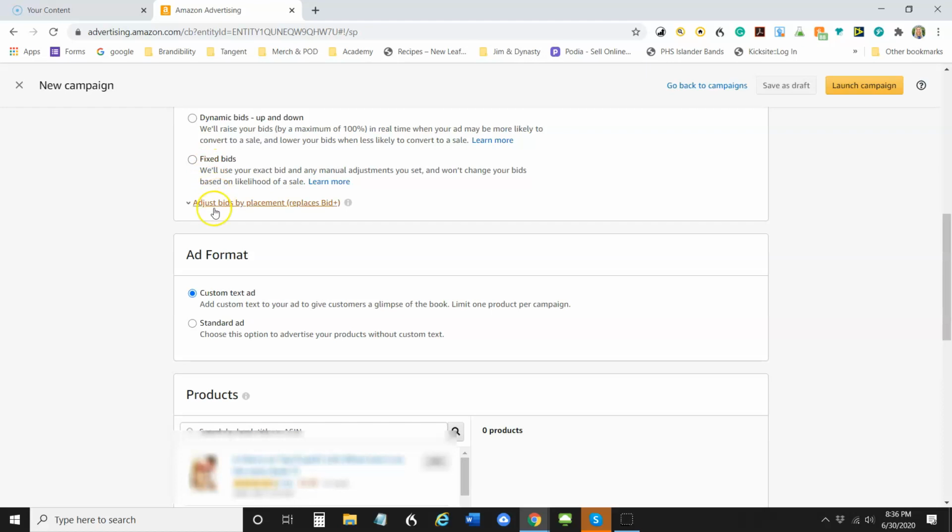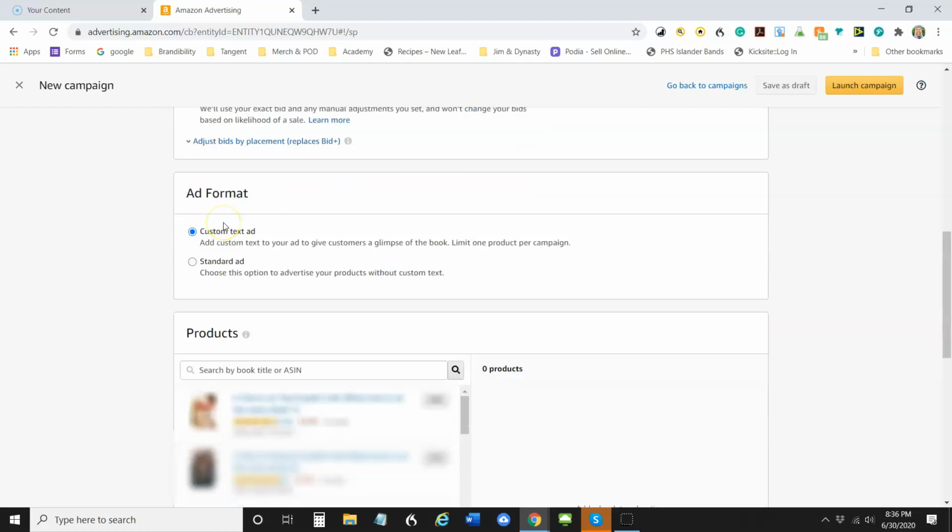So I do use this at Christmas, but that's about the only time I try to use that. And I never use fixed bids. You can try it, but I haven't tried it. Custom ad text and standard ad. So I just go with standard, but if I have something specific or I'm trying to capture a certain audience, I might do some sort of line to grab a user's attention. So you can definitely do that as well.